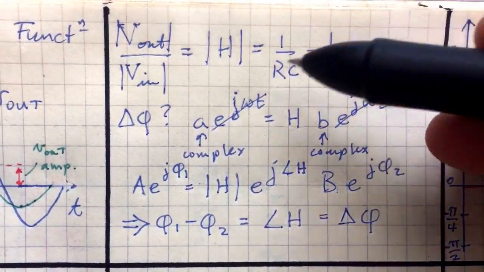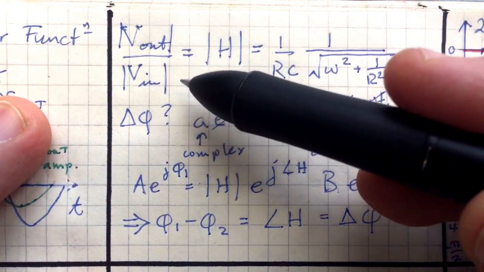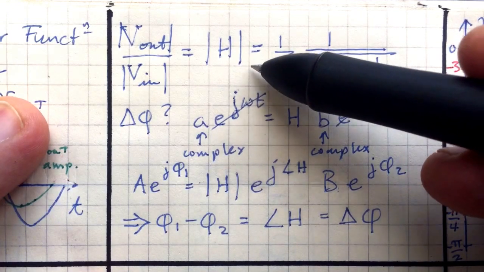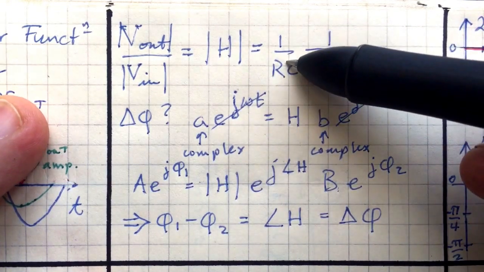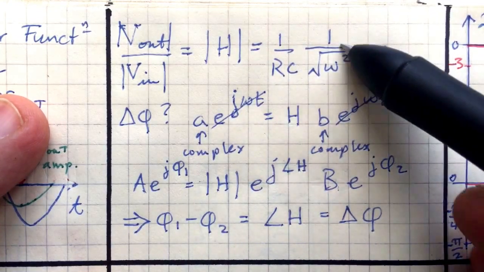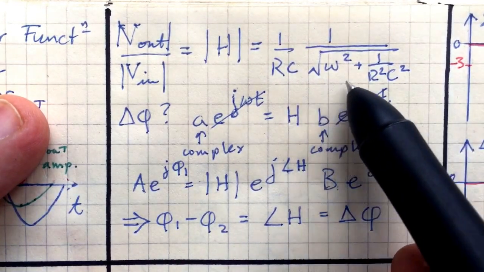So here we have an output voltage divided by input voltage in terms of magnitudes. That gives you the magnitude of the transfer function. So we're solving the first part of the question here, which was to find the ratio of the magnitudes. And here we have 1 over RC, and we've just calculated it out.